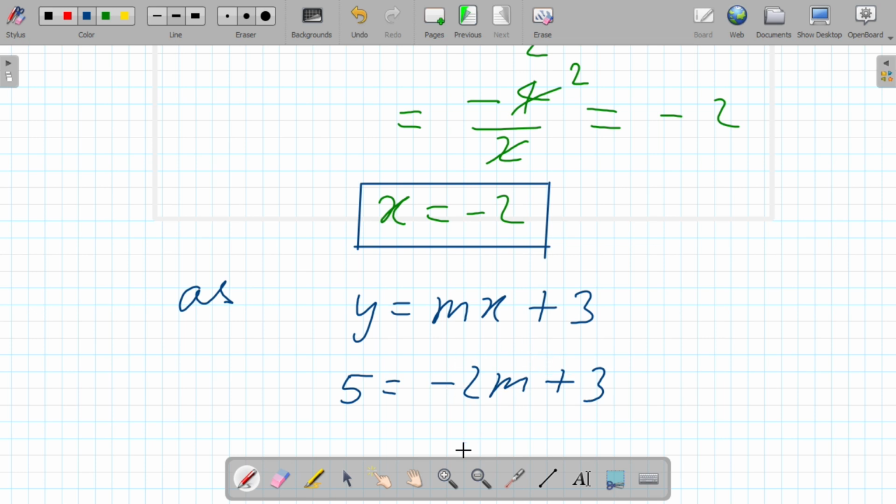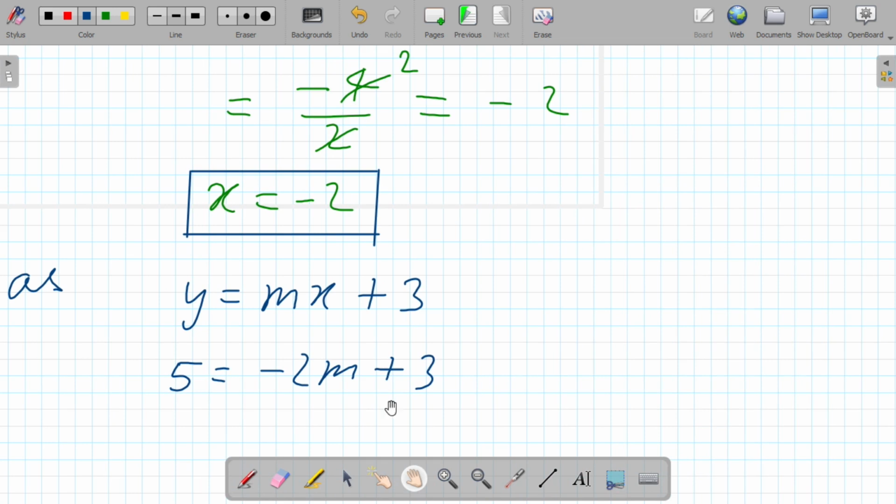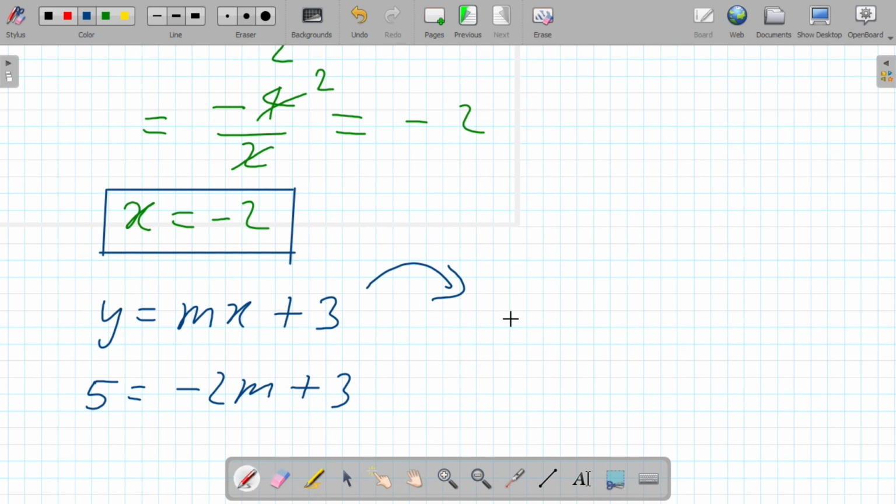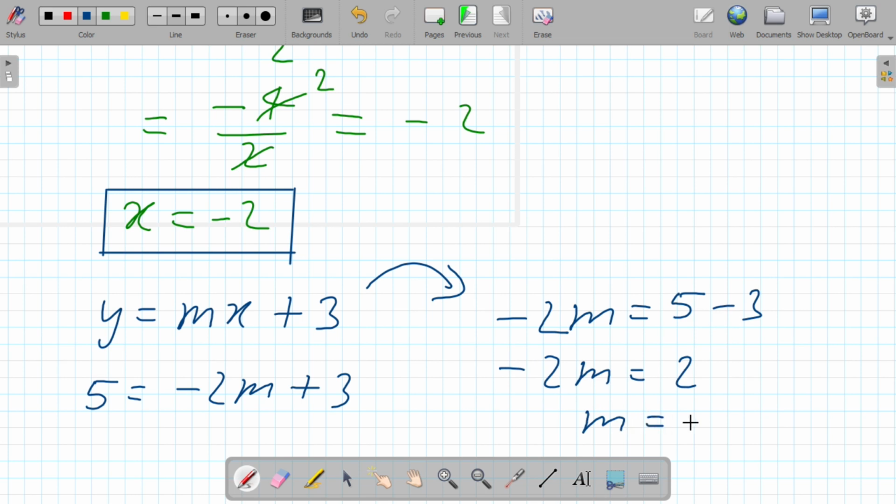Now I will put this 3 on the other side of equals. It will become minus 2m equals 5 minus 3. So minus 2m equals 2, then m will be equal to minus 1.